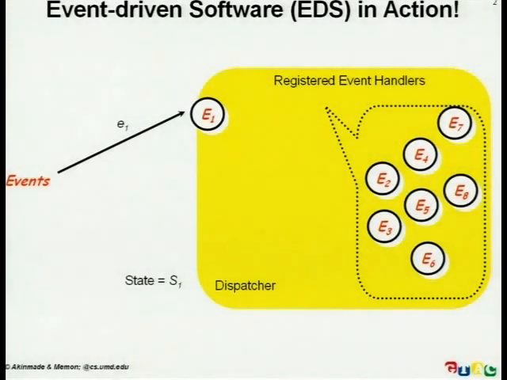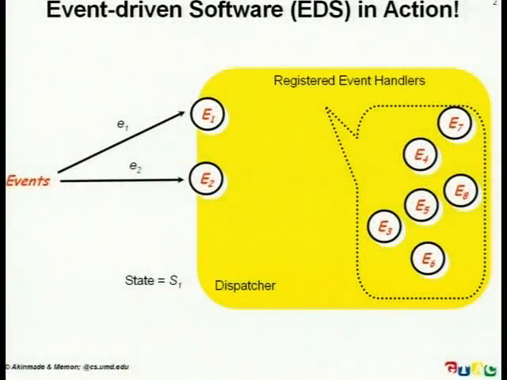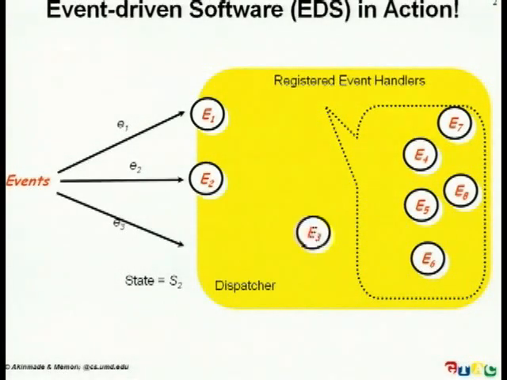Now, if small e1 comes again to the system, it's quite possible that the dispatcher will decide to send another event handler that has registered itself to handle small e1, but in state S1. So you see that the execution, when the software is going from state to state, depends on the current state of the software and what the event handler has told the dispatcher it can do. So we are happily going along. Event E2 comes into the system, and another event is internally generated by E2, and we call this event E3, which needs to be handled. That gets handled by capital E3. During this time, the software has moved from S0 all the way to S3.